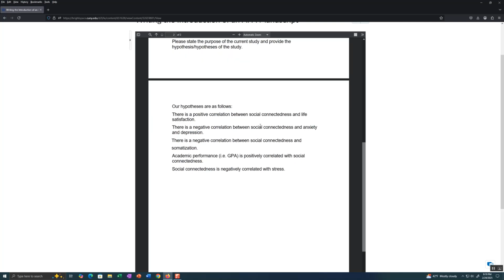Now you're going to go do the literature review, and you're going to find an article for each of these 5 hypotheses for a total of 5 total articles. So the first article will be on a positive correlation between social connectedness and life satisfaction. Go find an article about this that's been done already. And that can be done on Google Scholar, it can be done on PsycInfo.